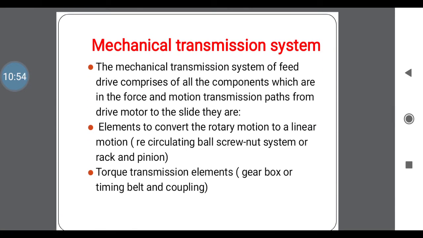Next one is the mechanical transmission system. This is already as told, conversion of one form of energy to another, that is mechanical to electrical. The main advantage of this system is to transfer the components which are in the force and motion from the drive motor to the slide. There are two types. First one is rotary motion to linear motion, that indicates a recirculating ball screw and nut, rack and pinion, and screw and nut. Second one is the torque transmission elements: gearbox, timing belt and couplings. These are the two categories of mechanical transmission, elements used for rotary to linear and for torque.